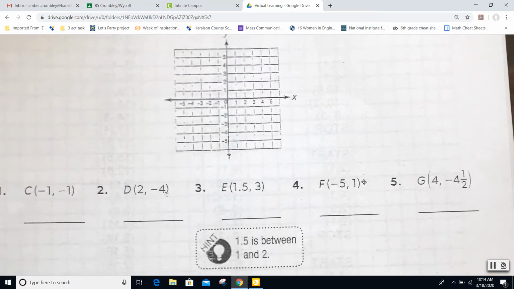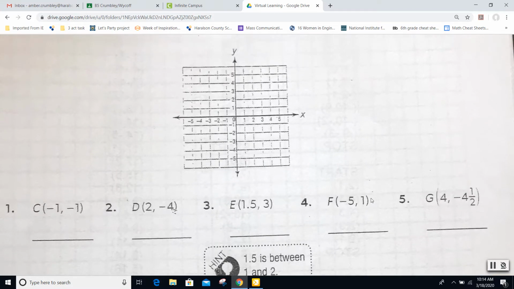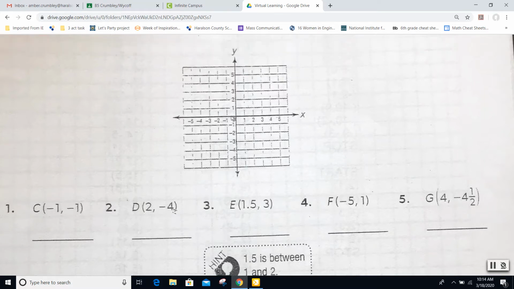Okay. So here we have numbers 1 through 5. C is asking you to find -1, -1. Now before you ever start, think, what quadrant is this going to be in? It's going to be in quadrant 3 because quadrant 3 has negative, negative. So I start at the origin, I go back 1 and down 1, and this right here is where that point would be. Okay, so you're going to put a point right there and then put a C right next to it. That way we'll know what it is.